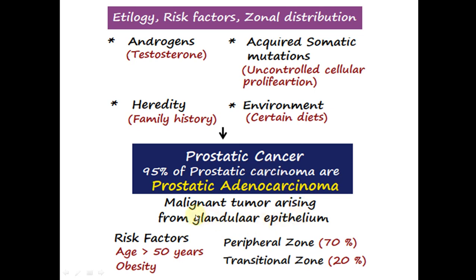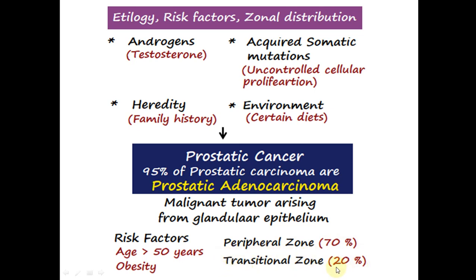So this prostatic adenocarcinoma, by that we mean that it arises from the glandular epithelium of the prostate gland. Most commonly, the most common site for prostatic adenocarcinoma is the peripheral posterior zone, which contains most of the glandular tissue of the prostate. So this is the most common zone. However, sometimes the carcinoma may occur also in the transition zone, but it is only 20%.